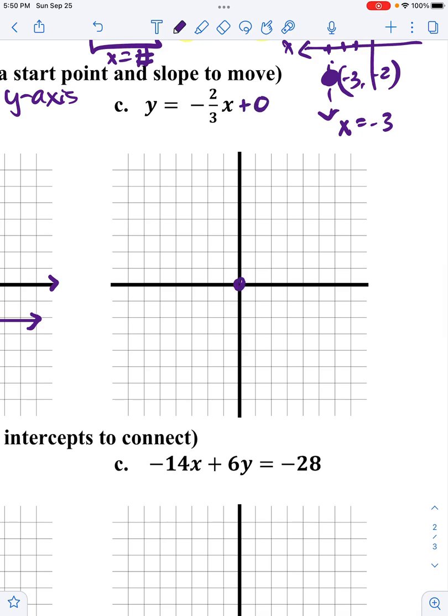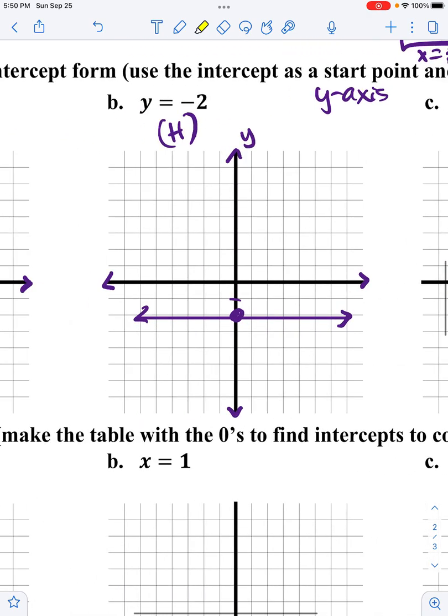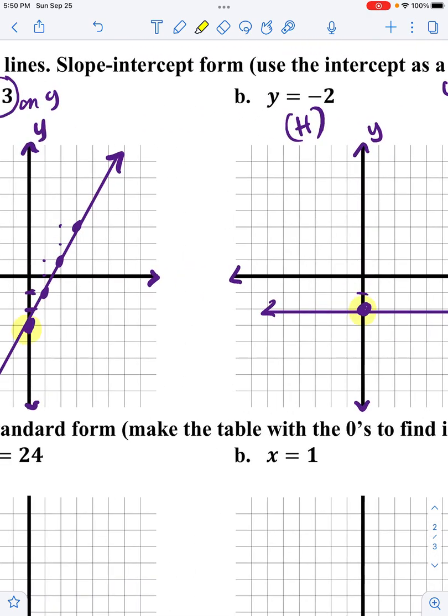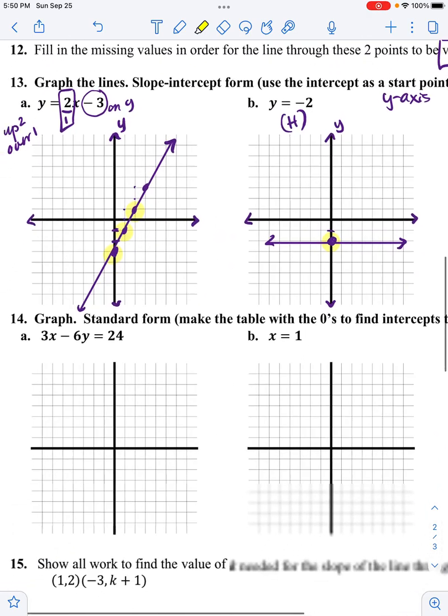Okay, this is like having plus 0. So I'm starting at 0, and then my slope is telling me, and slope is always attached to x, to go down 2 over 3, down 2 over 3. And so then that is going to be the line I'm looking for. Now, your lines don't have to be perfect, but I do want to be able to see that you crossed the right spot and then you counted the right amount. So I'd be looking for those points that show that you know what you're doing.